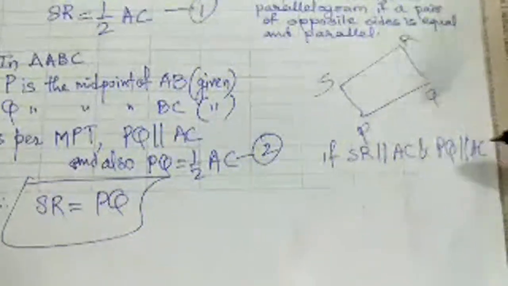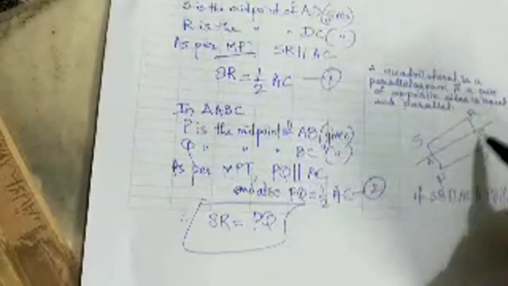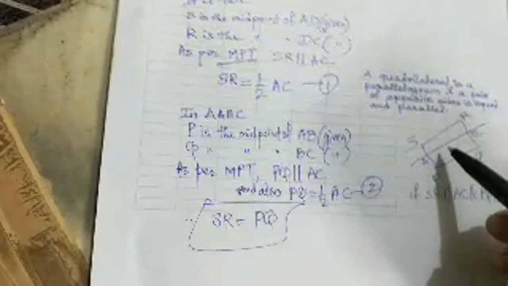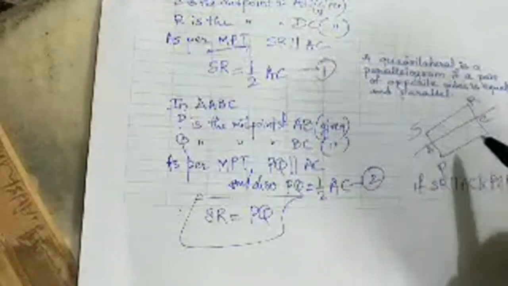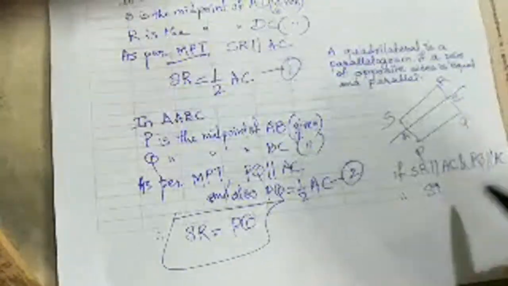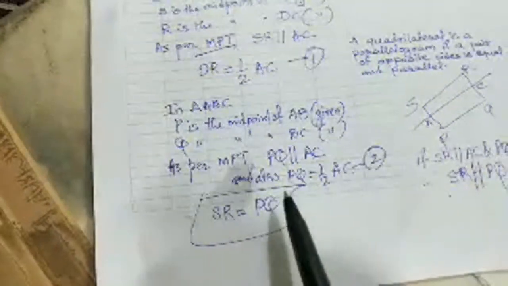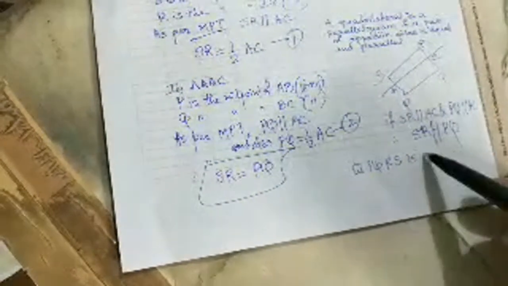So the common third line segment is AC. SR is parallel to AC. PQ is parallel to AC. Then two line segments parallel to a common third line segment are always parallel to each other as well. So if SR is parallel to AC and PQ is parallel to AC, it is obvious that SR is parallel to PQ. Now you have two things: SR is equal to PQ and SR is parallel to PQ. And for a quadrilateral to be a parallelogram, you need any one pair of opposite sides equal and parallel. So SR and PQ are opposite sides. They are equal also. They are parallel also. Therefore, we can say that PQRS is a parallelogram.